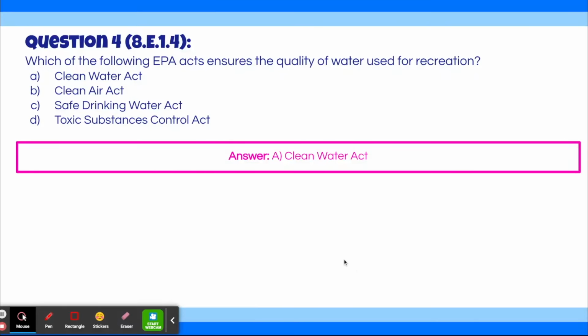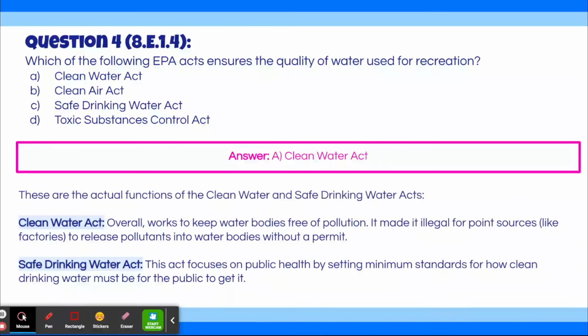For the purposes of this standard, we might as well learn the actual functions of the Clean Water and Safe Drinking Water Act. So these here are the actual functions. The Clean Water Act overall works to keep water bodies free of pollution. It made it illegal for point sources, like factories, to release pollutants into water bodies without a permit. The Safe Drinking Water Act focuses on public health by setting minimum standards for how clean drinking water must be for the public to get it.